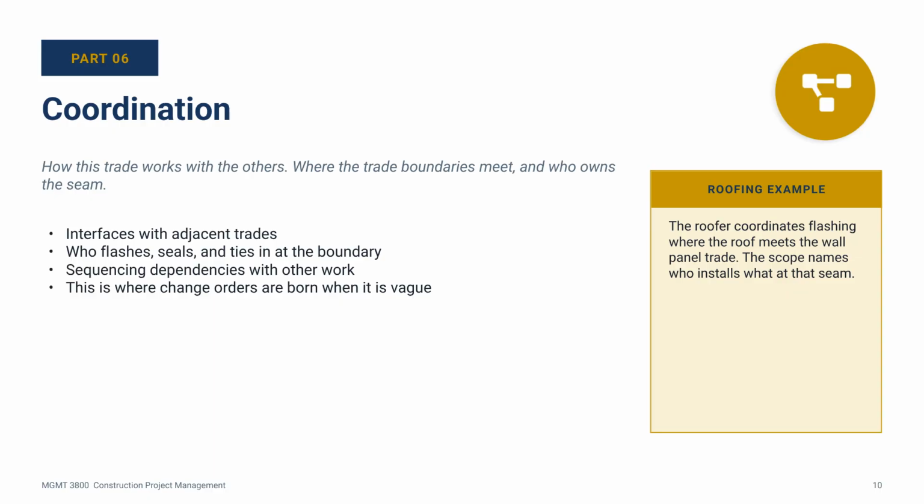A good coordination section names who installs what at every important trade boundary: roof to wall, slab to wall, mechanical equipment to roof. The seams between trades are where the discipline of scope writing really shows.